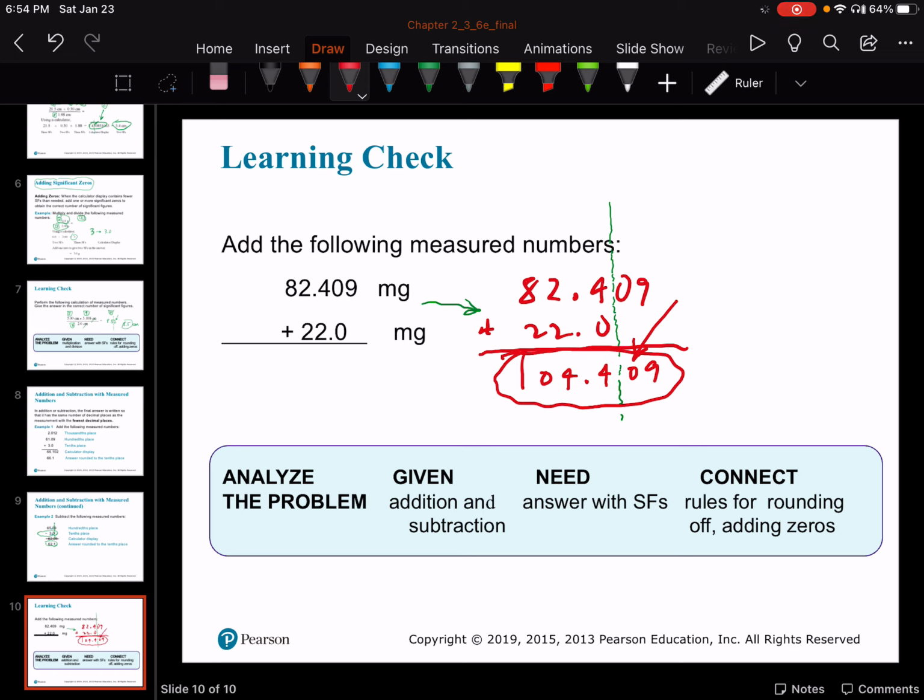That's the first digit to be dropped, and it's 4 or less. So this is going to be reported as 104.4 milligrams. Okay? All right.